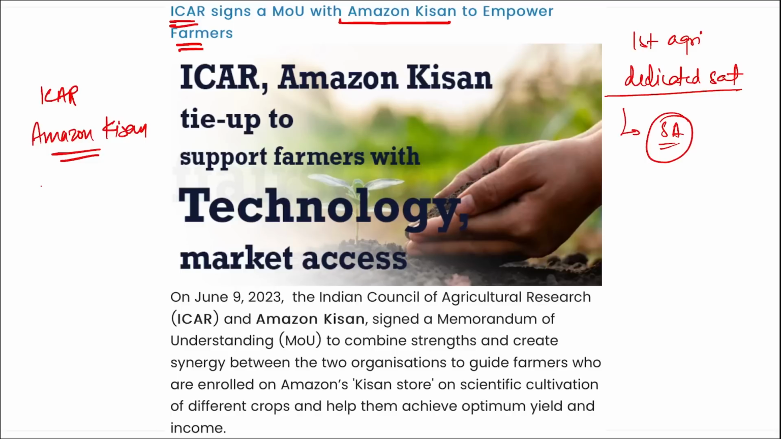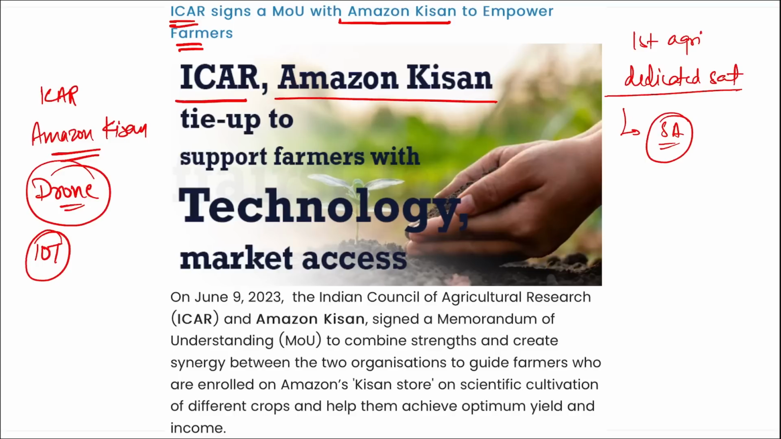Not just this, we will be seeing the implementation of drones in agriculture for spraying and for irrigation purposes. Drones can also be used to spray pesticides on the crops, right? Then various other IoT devices can be used in the agriculture sector, which will be giving various insights about the crops that are being grown, right? So basically to provide those technologies that can now be implemented into the agriculture sector, it is your ICAR and Amazon Kisan that have signed this MOU.